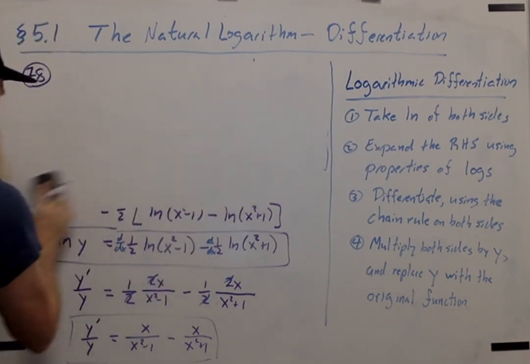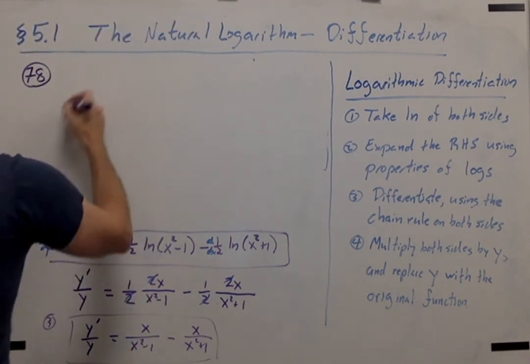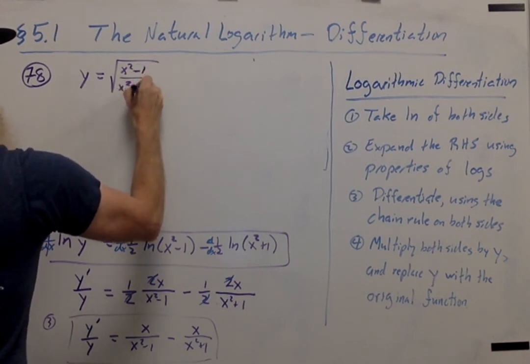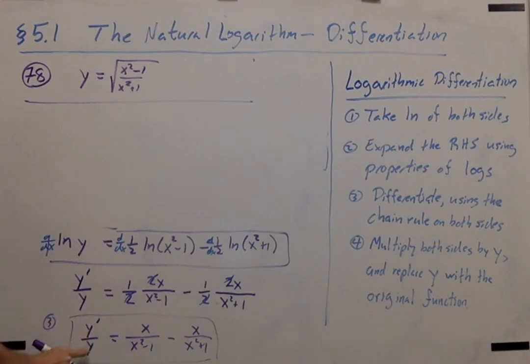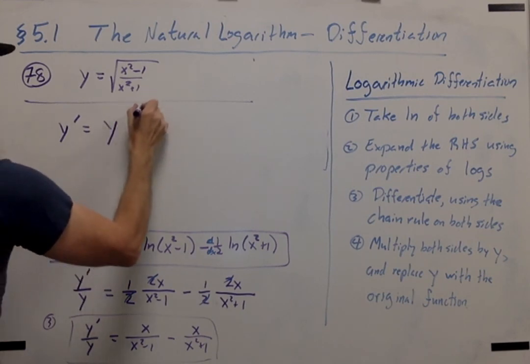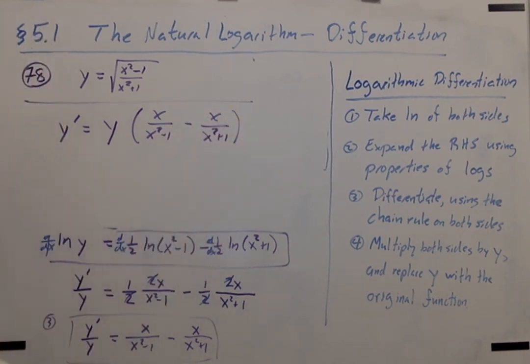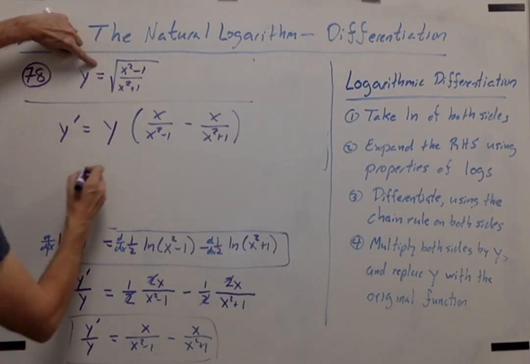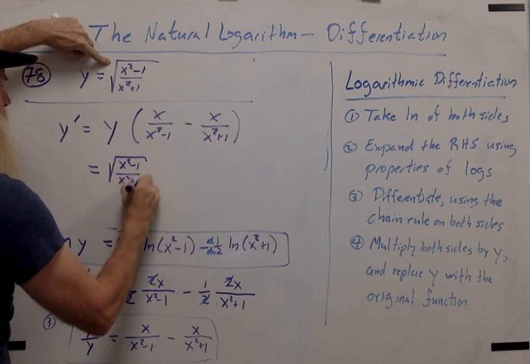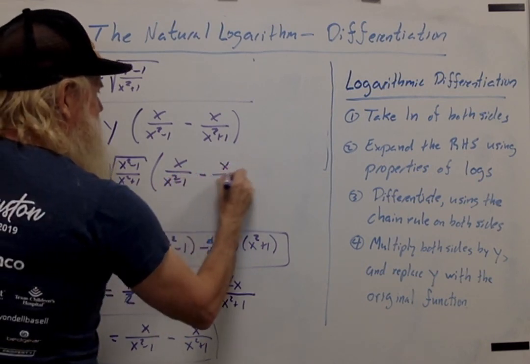Coming back to the top. Step 4 is to multiply both sides by y. I'm kind of sad that I just erased this. Let me rewrite my original problem down. Okay. Coming down to step 4, I'm going to multiply both sides by y in order to isolate the y prime. So y prime will be y times x over x squared minus 1 minus x over x squared plus 1. And then I replace y with the original function. That's why I copied this back again. The square root of x squared minus 1 over x squared plus 1 times x over x squared minus 1 minus x over x squared plus 1.